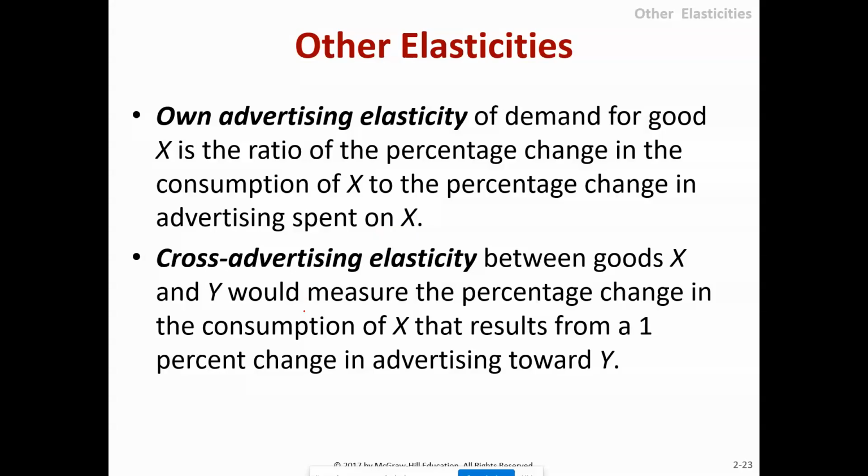Then cross-advertising elasticity between good X and Y measures the percentage change in the consumption of X that results from a 1% change in advertisement towards Y. So if I promote the Big Mac of McDonald's, how does that influence the demand for soda in McDonald's?